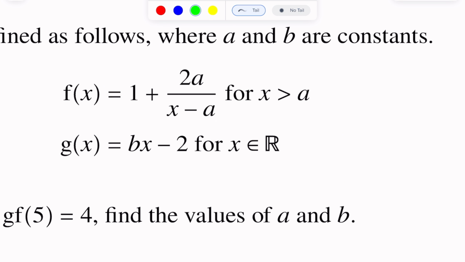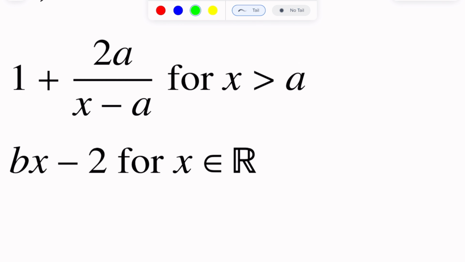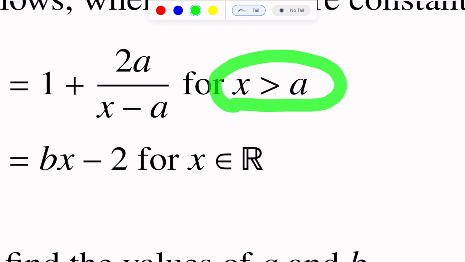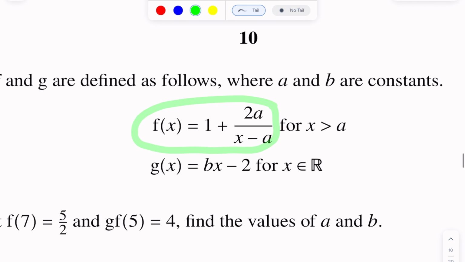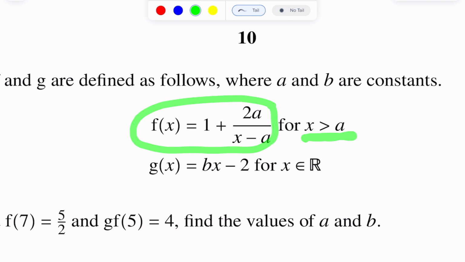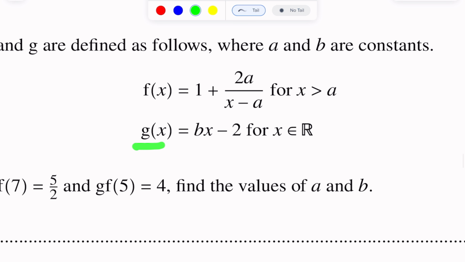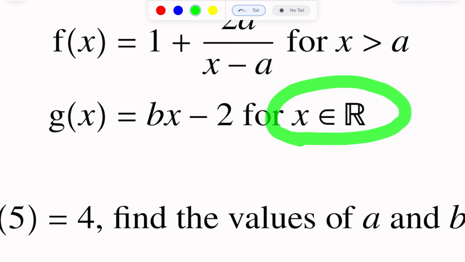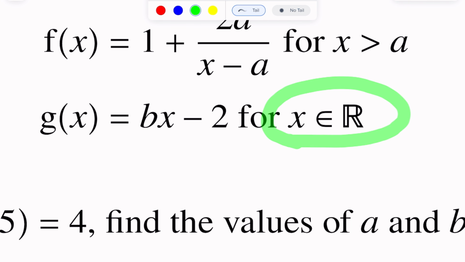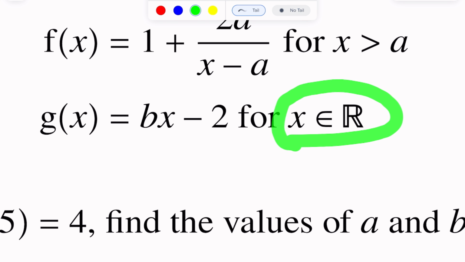plus 2a over x minus a for x is greater than a. This x is greater than a means this is the domain of this function. The domain of this function is x is greater than a. The other function, that is g(x) is equal to bx minus 2 for x belongs to real numbers.